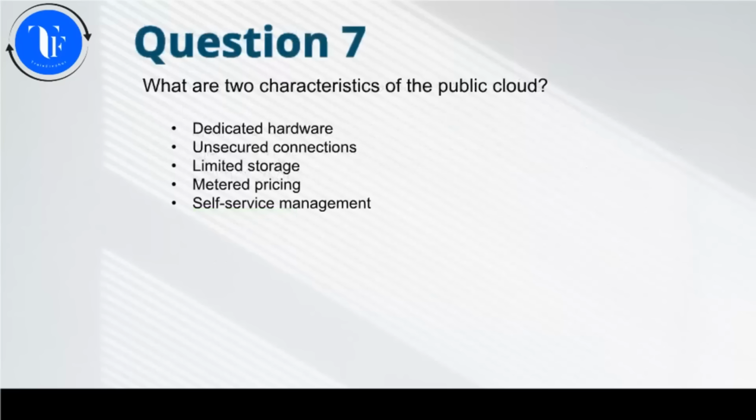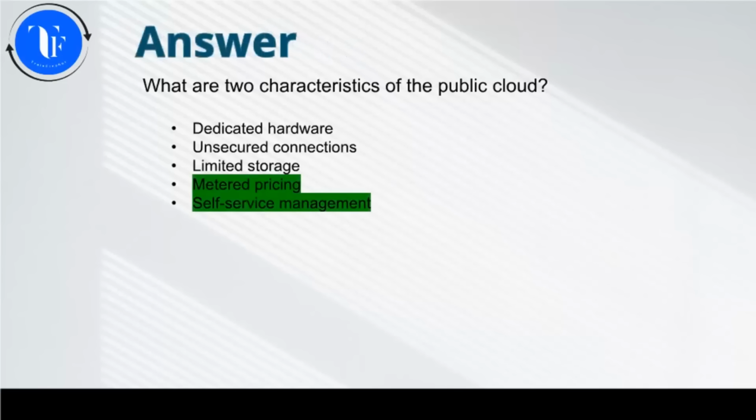Question 7. What are two characteristics of the public cloud? Dedicated hardware, unsecured connections, limited storage. Metered pricing, self-service management. Metered pricing and self-service management are the right answers. Metered billing is a billing model in which businesses charge customers based on how much of a product or service they use, like one pays only for the electricity they use.